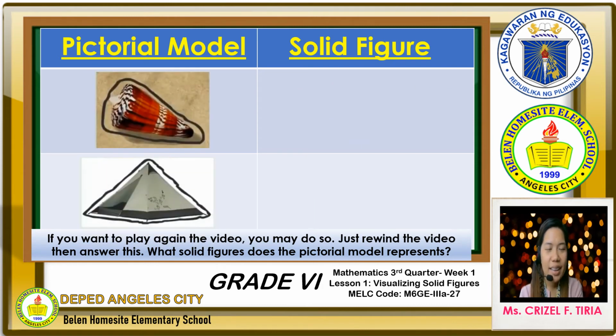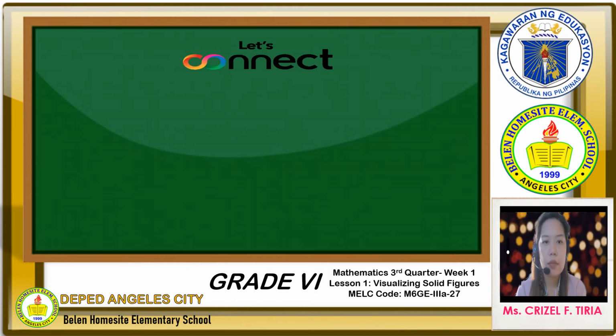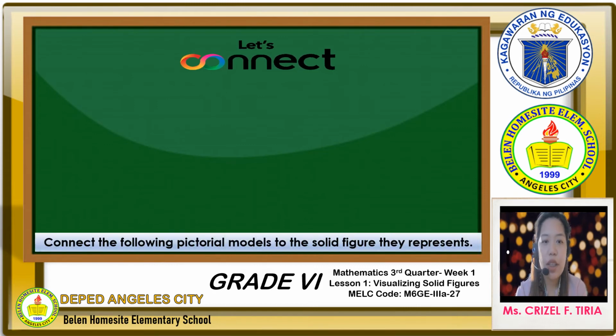Lastly, can you guess to which solid figures the following pictorial models correspond? Correct! The first one is a cone. You are right again! The second one is a pyramid. Let us try to connect the following pictorial models to the solid figure they represent.